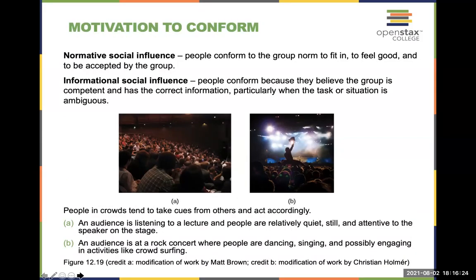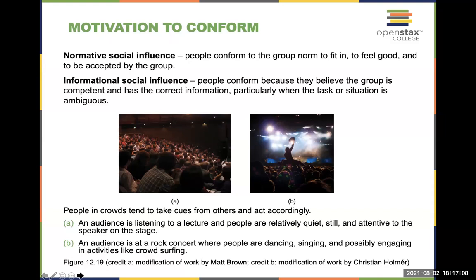And then the other terms that they brought up in the video was the normative influence, right? The normative social influence. That will be a term that I want you to remember, as well as the informational social influence, right? With normative social influence, people conform to the group norm to fit in, to feel good, right? To be accepted. It's one of those unique things with humans as social creatures, right? We want to be accepted. We want to feel good. We want to feel like we fit in.